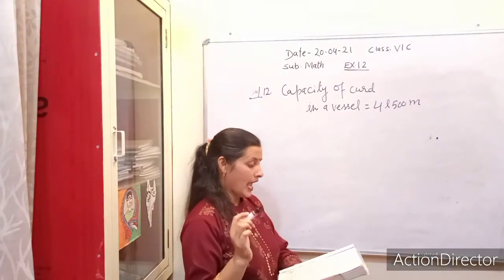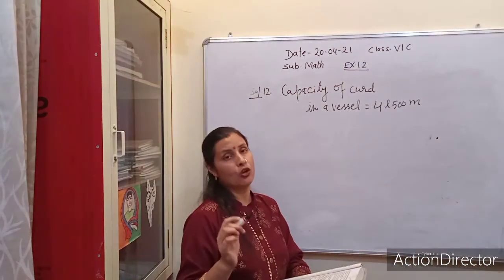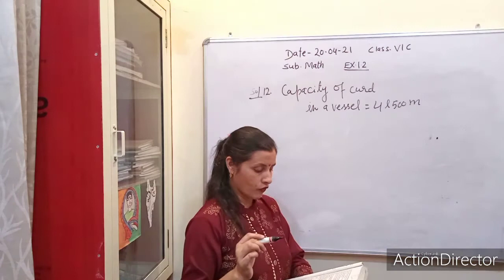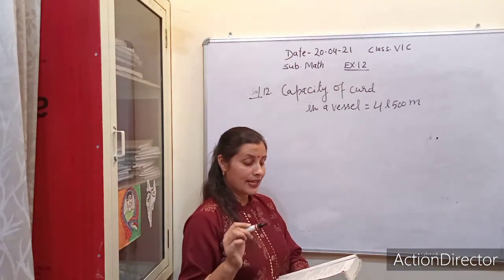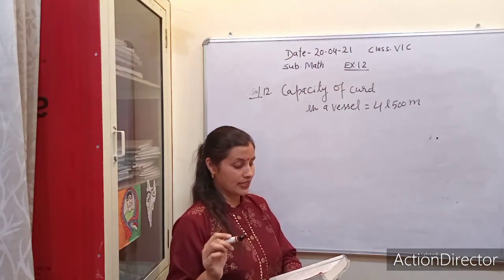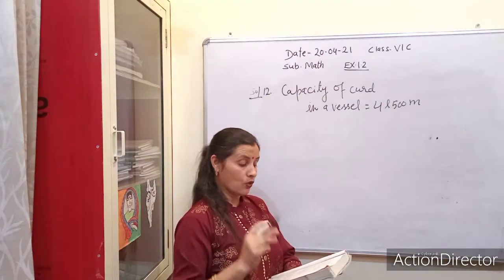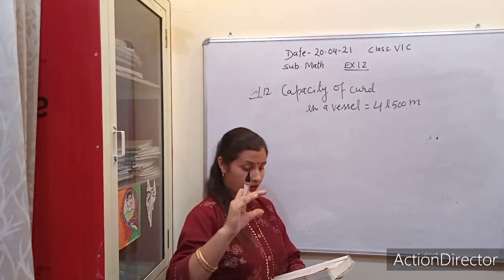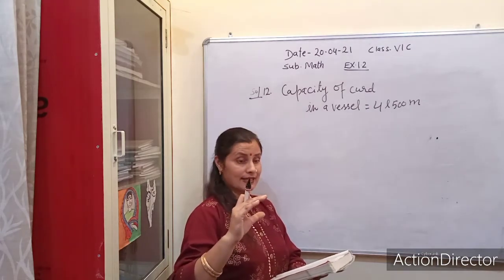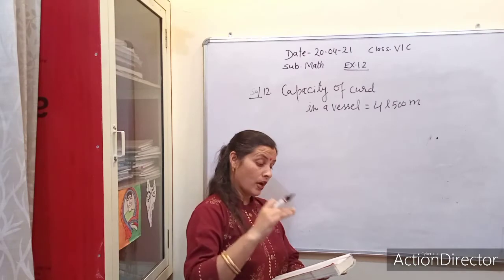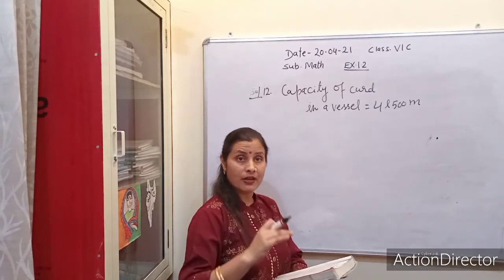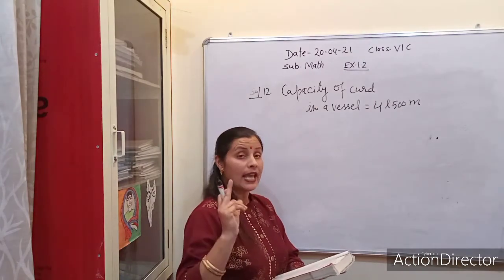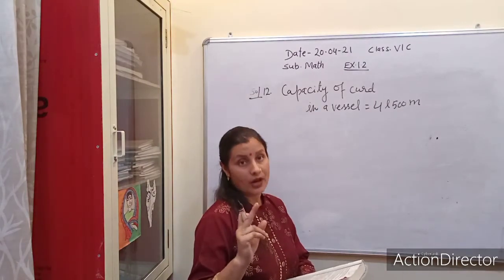Okay. So a vessel has 4 liters and 500 ml of curd. Curd means dahi. In how many glasses, each of 25 ml capacity, can it be filled? It is asking, there is a vessel, a pot, in which there are 4 liters and 500 ml of curd. In how many glasses can this curd be filled? The capacity of one glass is given as 25 ml.